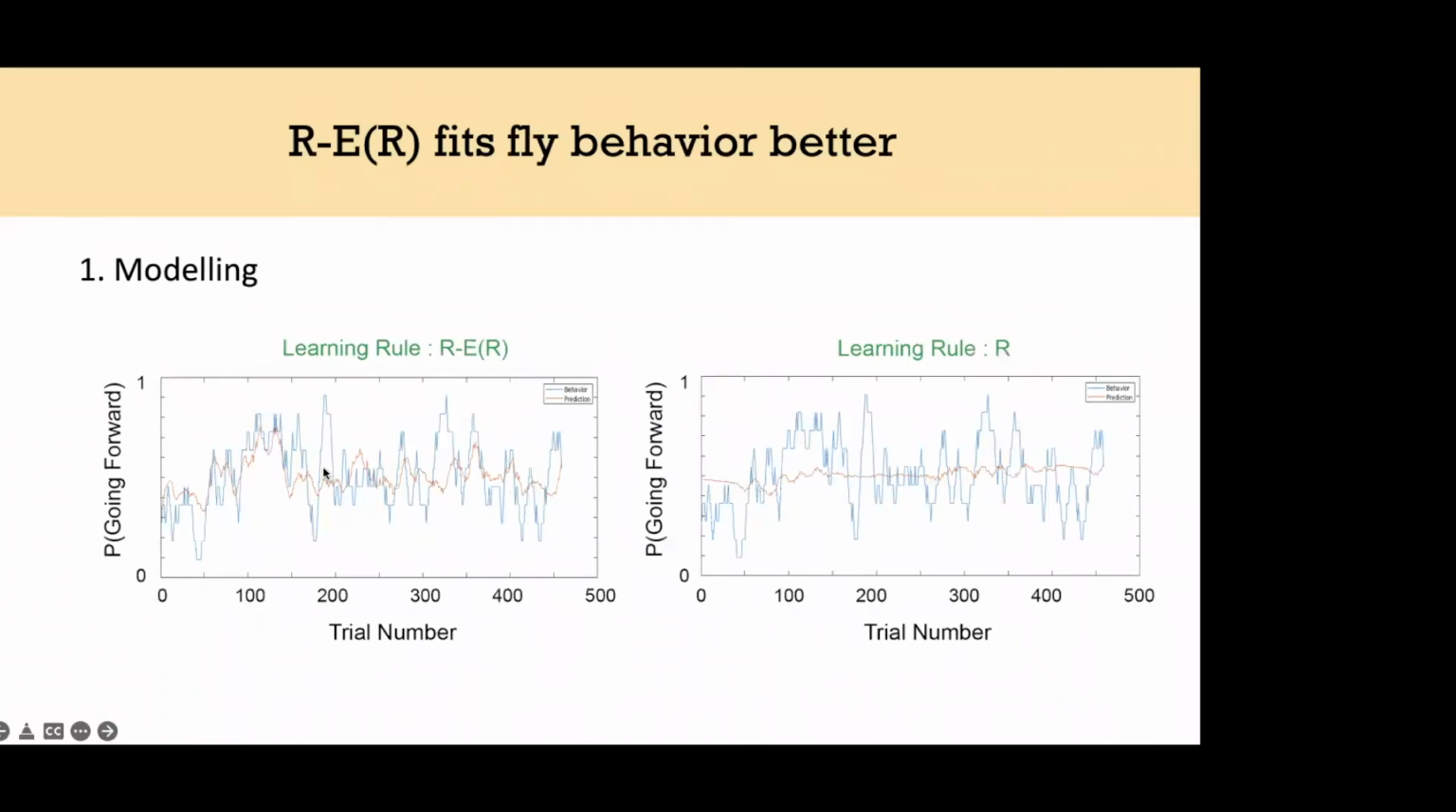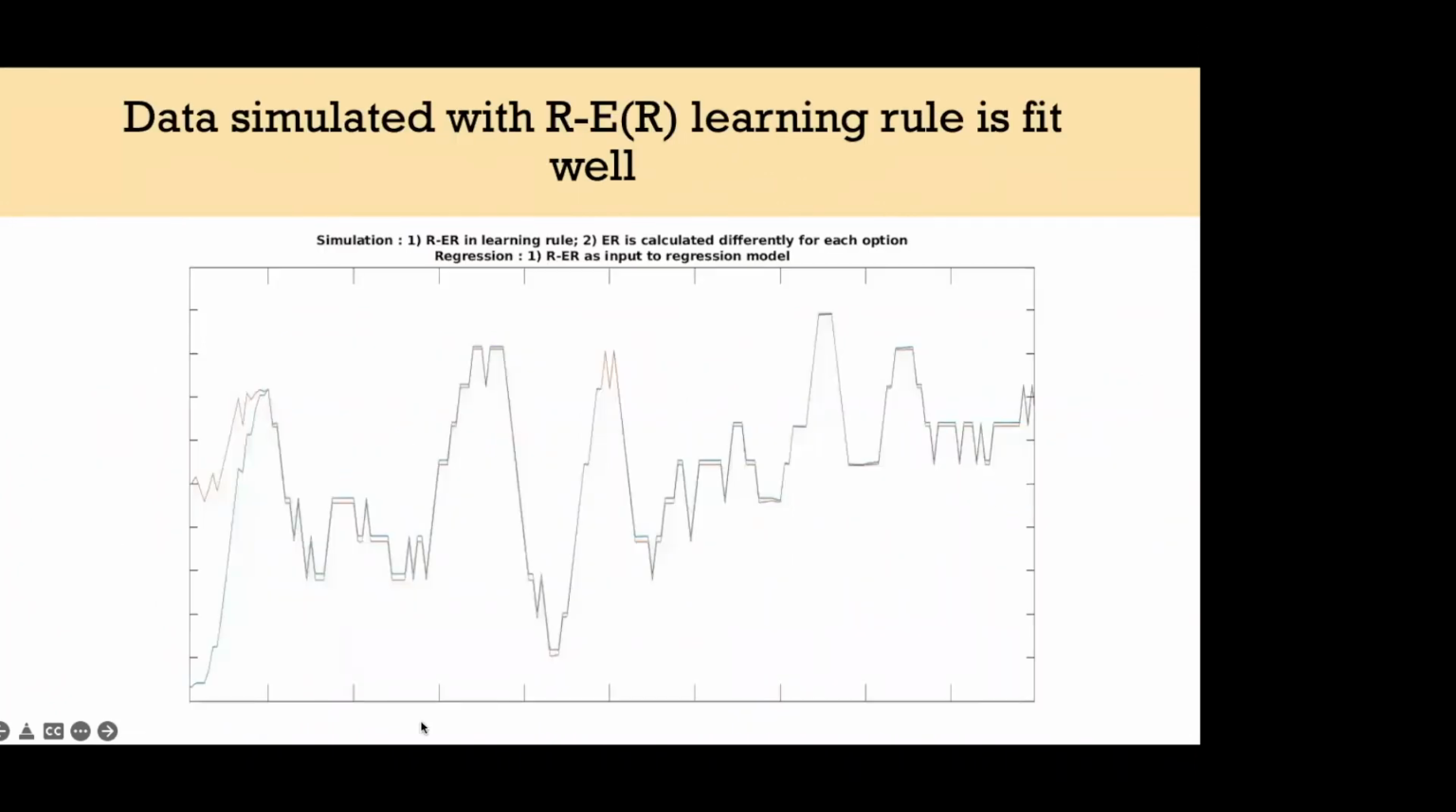There's a question from SK here. Sure. What about P minus E of P, where P is punishment? Why is a fly choosing a reward and not avoiding a punishment?